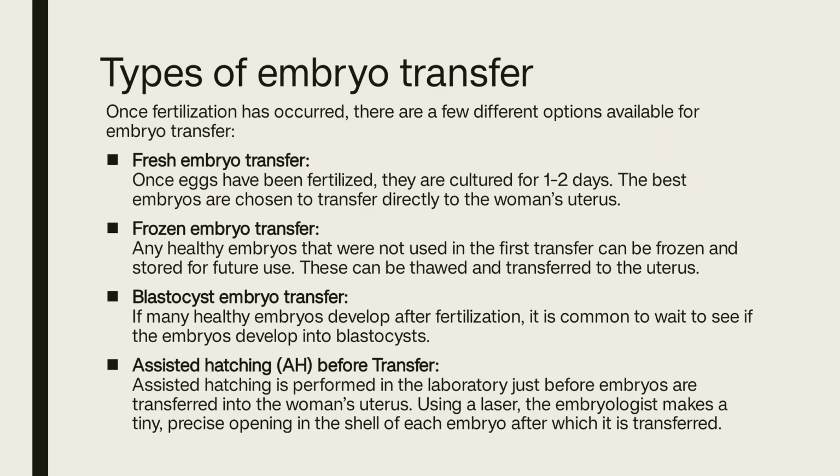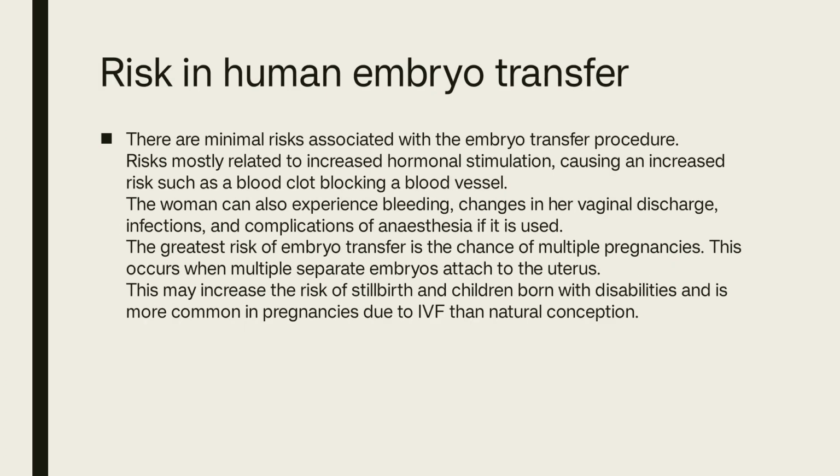The third is the blastocyst embryo transfer. If many healthy embryos develop after fertilization, it is common to wait to see if the embryos develop into a blastocyst. Assisted hatching before transfer: assisted hatching is performed in the laboratory just before embryos are transferred into the woman's uterus. By using a laser, the embryologist makes a tiny, precise opening in the shell of each embryo, after which it is transferred. So, during this embryo transfer, there are risks we are facing.